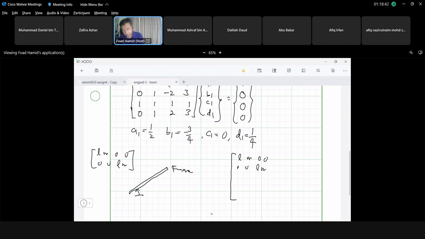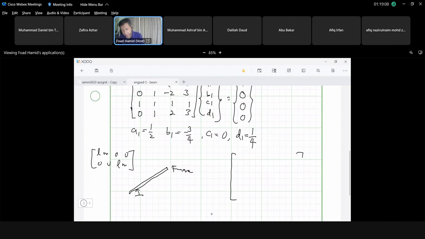And then we have 0, 0, 0, 0, 0, 1. This is just for the first node, because for the first node we have 3 degrees of freedom. So that is why we have the... oh, this is not right. I'm sorry. I think it should be cosine and sine, not this one.